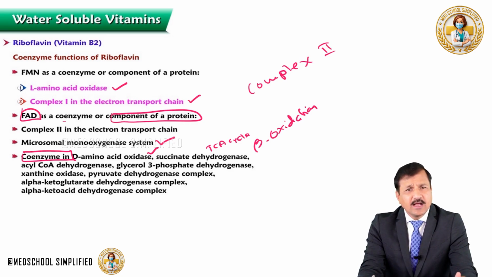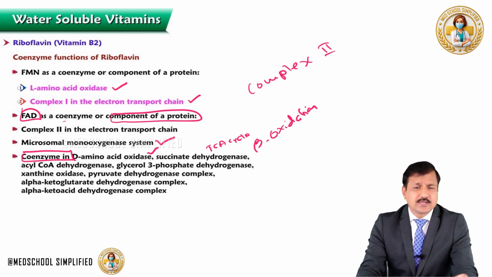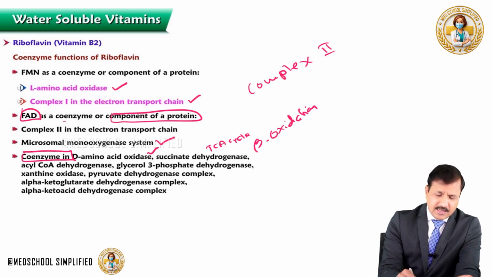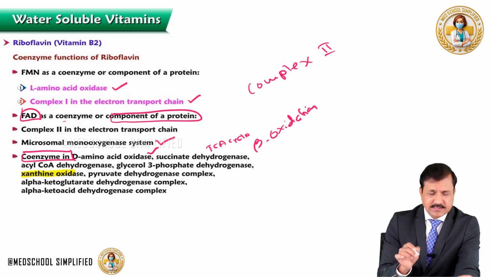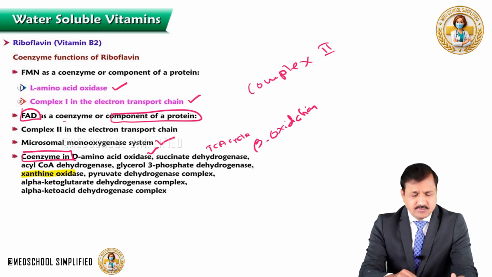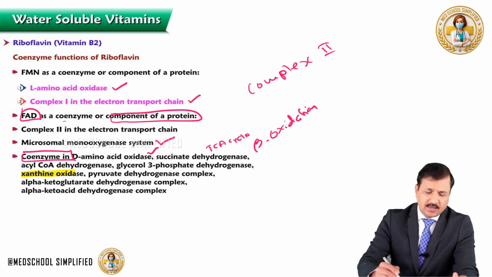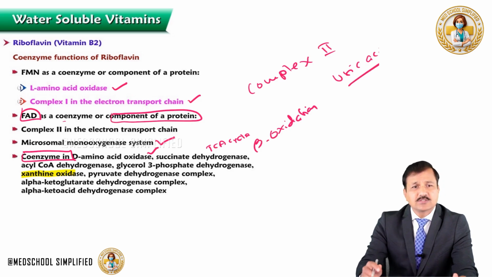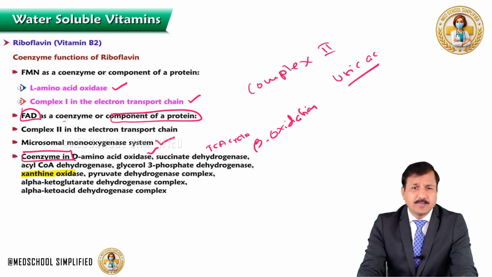And then we have the glycerol 3-phosphate dehydrogenase enzyme. Glycerol 3-phosphate dehydrogenase is involved in shuttling of FADH2 from the cytoplasm into the matrix of mitochondria, something called the glycerol phosphate shuttle mechanism. That's where glycerol 3-phosphate dehydrogenase comes in. And then the enzyme xanthine oxidase. Xanthine oxidase is involved in uric acid formation, the degradation of purines into uric acid, and that's a FAD-dependent enzyme.